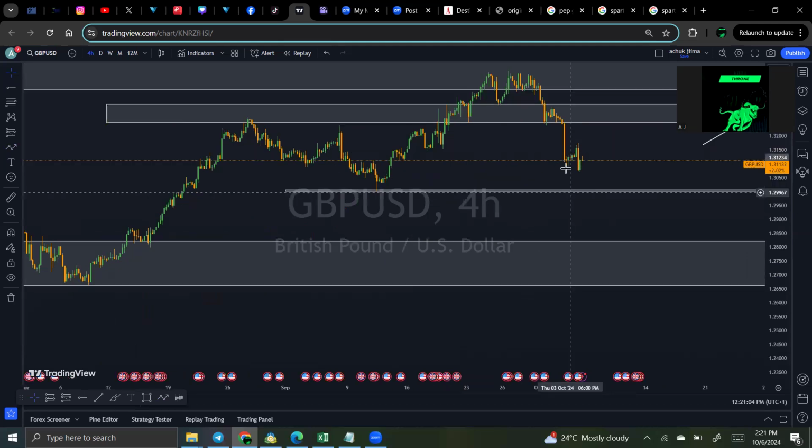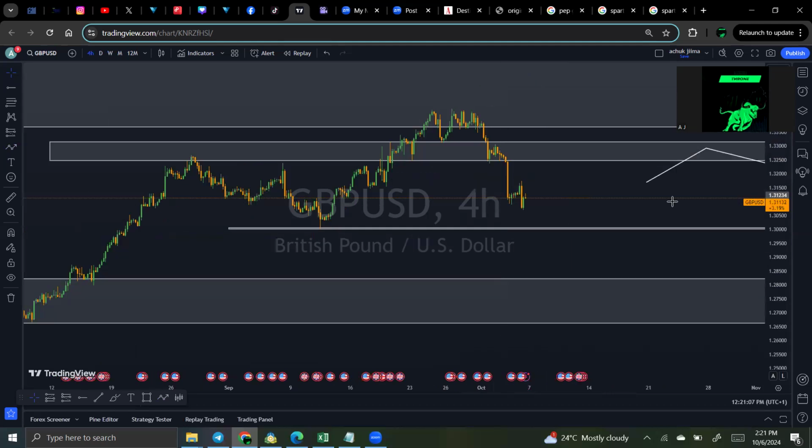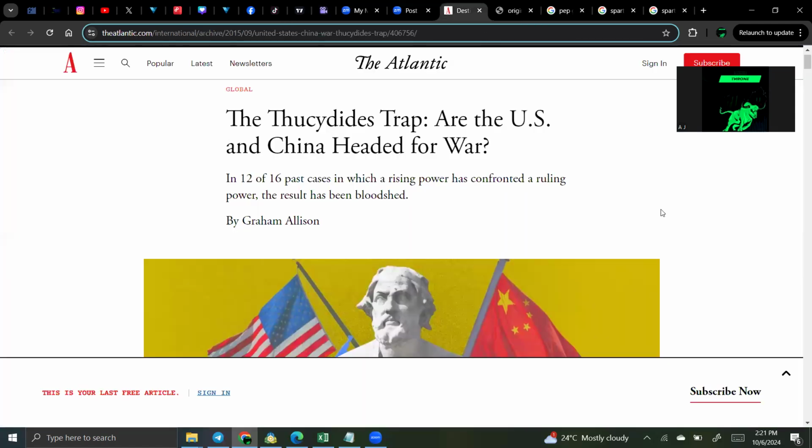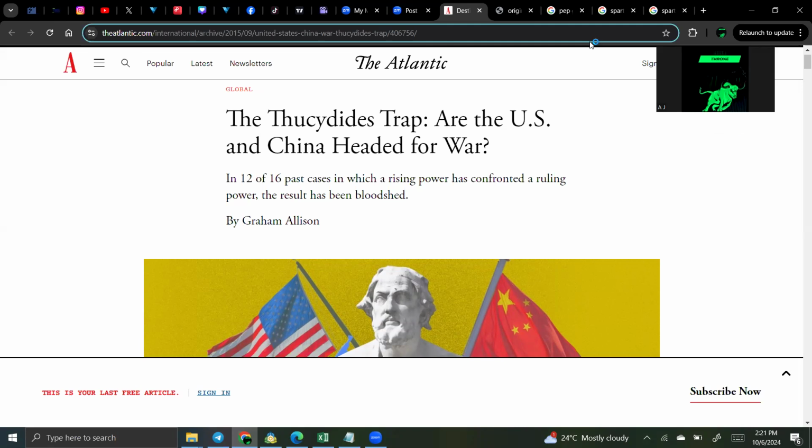So as we wait for these opportunities, remember what we had discussed. We were discussing this concept called the Thucydides trap by Graham Allison. It's a very important concept that has been coined by Graham Allison. You need to check his book out. But in the Thucydides trap, he explains the issues that a rising power generates or brings to an existing power.